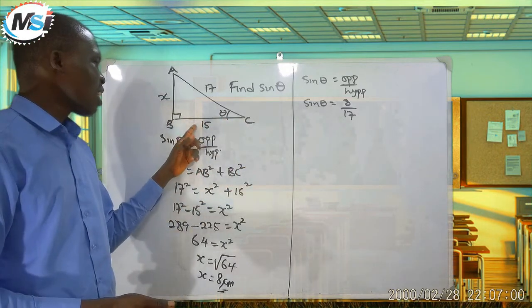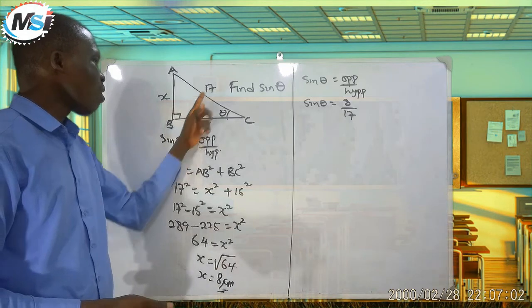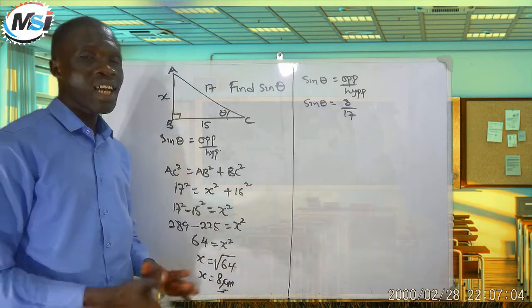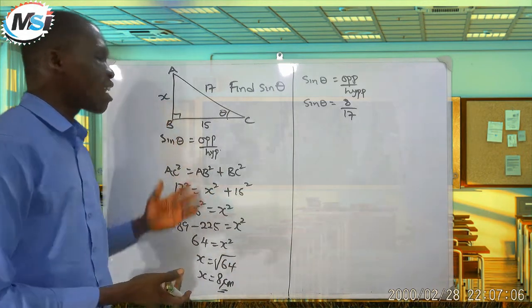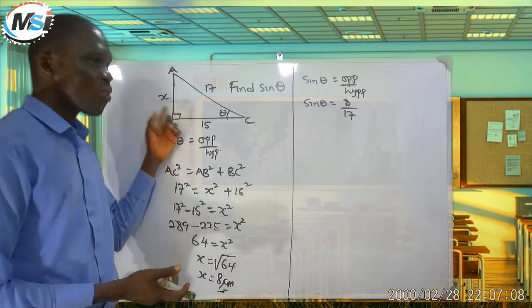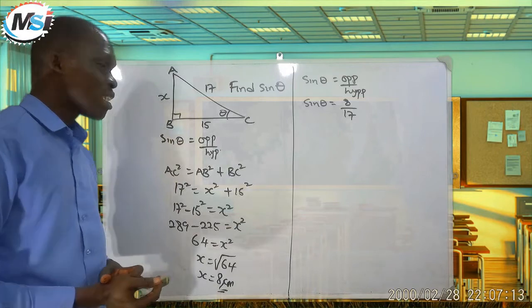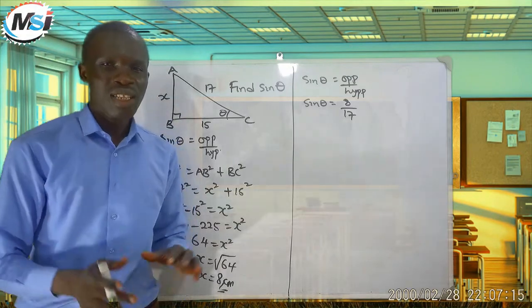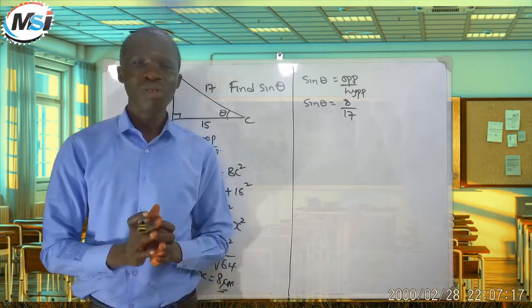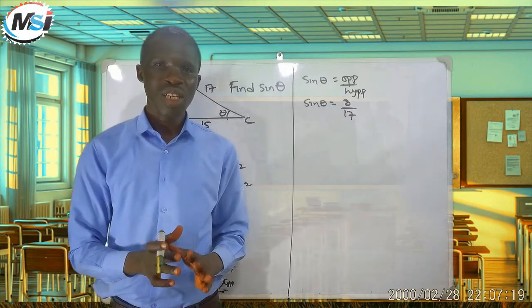That is 15 all over 17. That is cos theta. To find tan theta, TOA, opposite over adjacent, that is 8 all over 15. And I believe you understand that, right? No, so let's move forward. I'm going to solve more questions related to this.